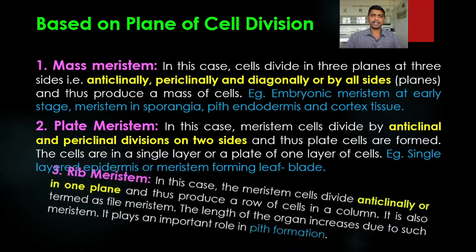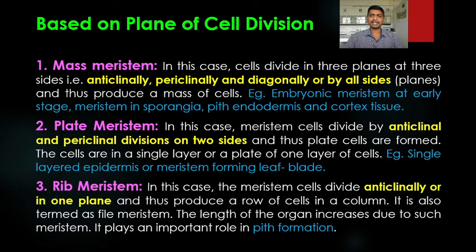Third one is the rib meristem. In this case, the meristem divides anticlinally or in one plane. So here the number of planes, number of sides are decreasing. In mass meristem, there are three sides. In plate meristem, there are two sides. In rib meristem, there is only one side. The meristem cells divide anticlinally or in one plane and thus produce a row of cells in a column. It is also termed as file meristem. The length of the organ increases due to such meristem. It plays an important role in pith formation.